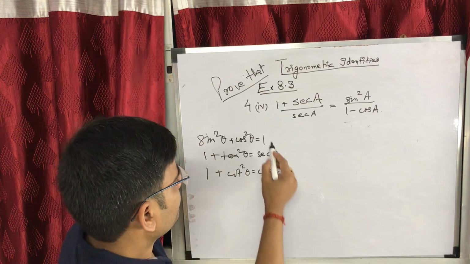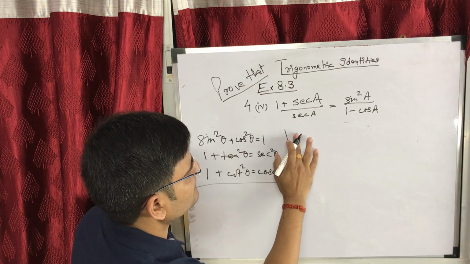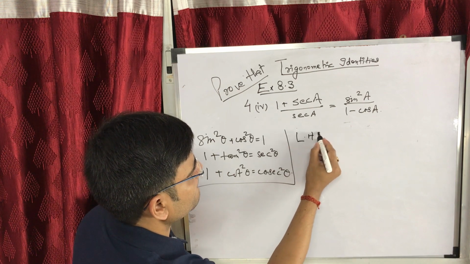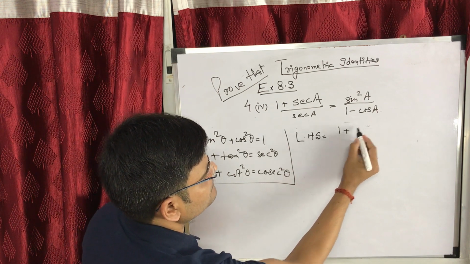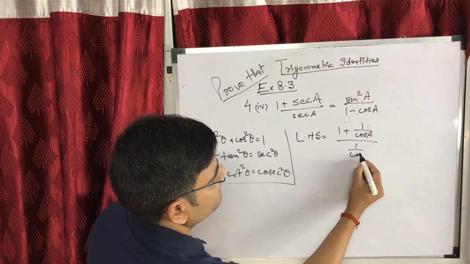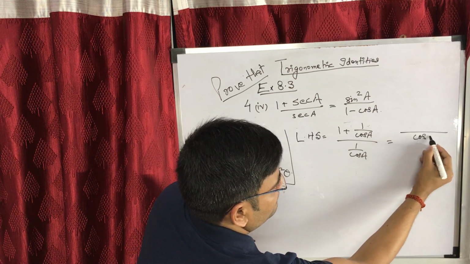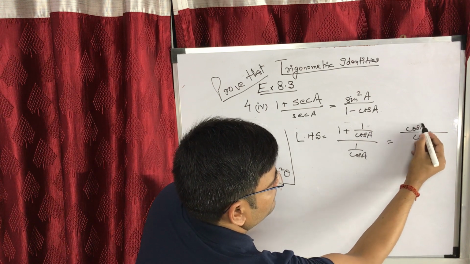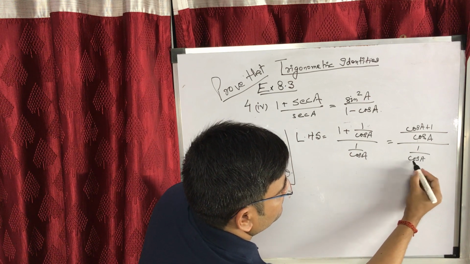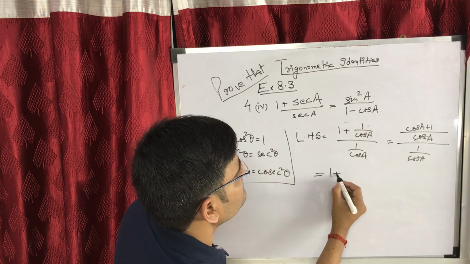We can start with RHS or with LHS. So let us start with LHS. 1 plus 1 by cos A, by 1 by cos A, equals to cos A plus 1 by 1 by cos A. So these two cancel out each other, and we are left with 1 plus cos A.